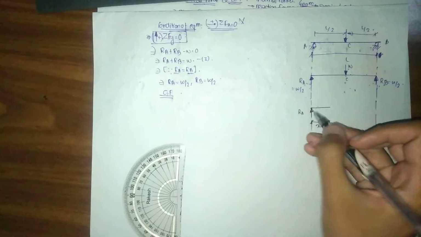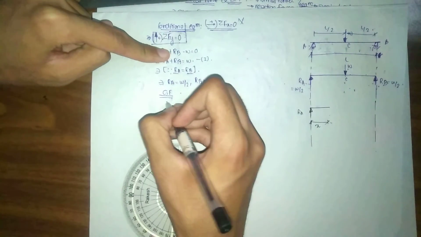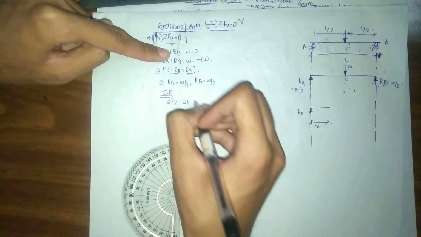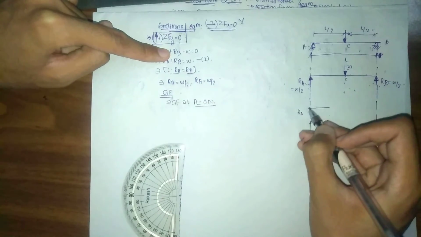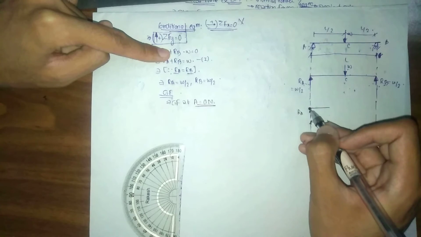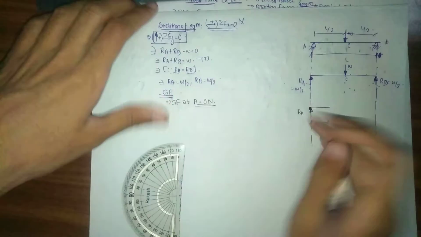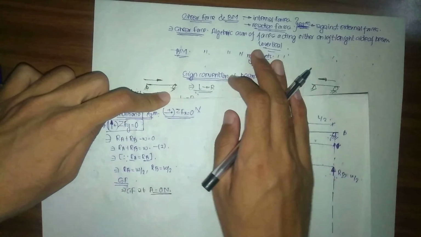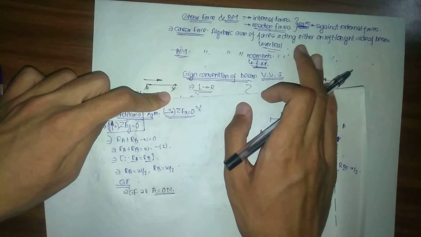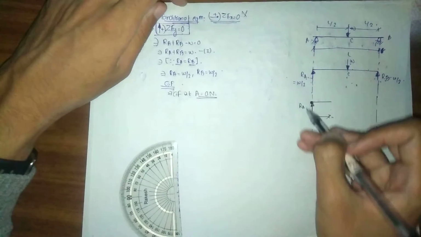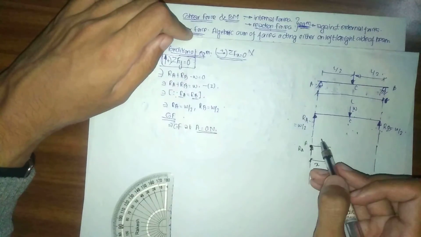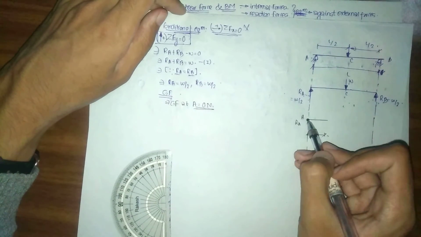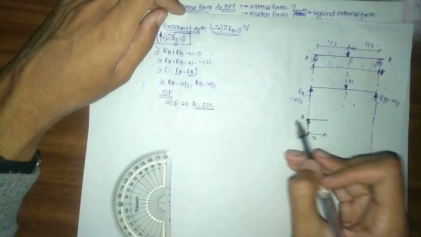So what I'll be doing is calculating shear force at A. Shear force at A equals 0 Newton, because right at A there are no forces involved. As I said in the definition, shear force is the algebraic sum of forces acting on either the left or right hand side of the beam. At the left of A there are no reaction forces, so the shear force is 0. The algebraic sum of forces is 0.